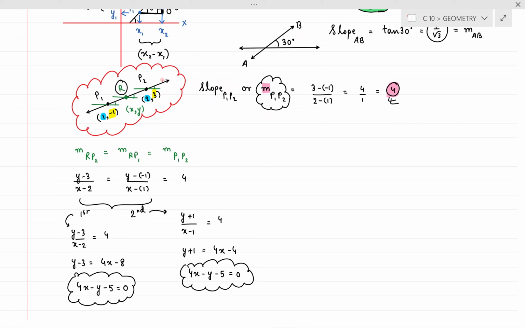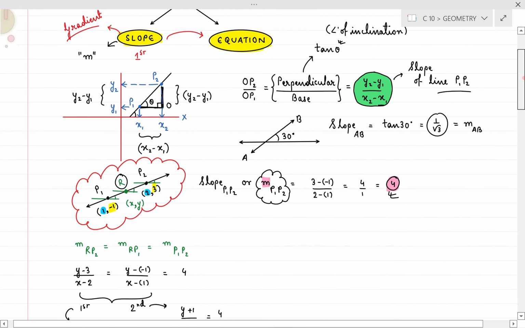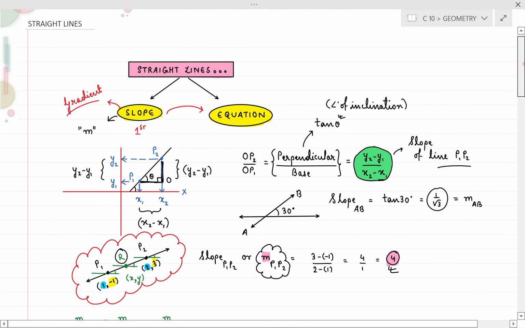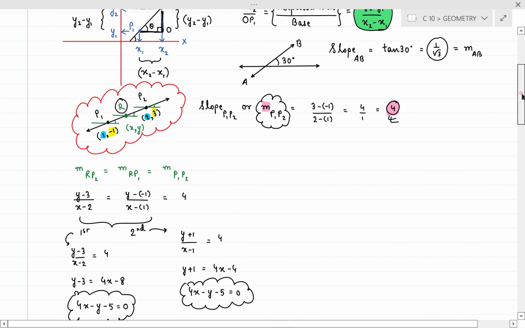It doesn't matter whether you take the reference from point P1 or from point P2. The value will be the same. The equation of the line will be equal in both cases. So this is how we first calculate the slope, either by using tan theta or by using the y2 minus y1 by x2 minus x1 formula. After getting the slope value, you consider a random point on the same straight line to find the equation of the straight line.